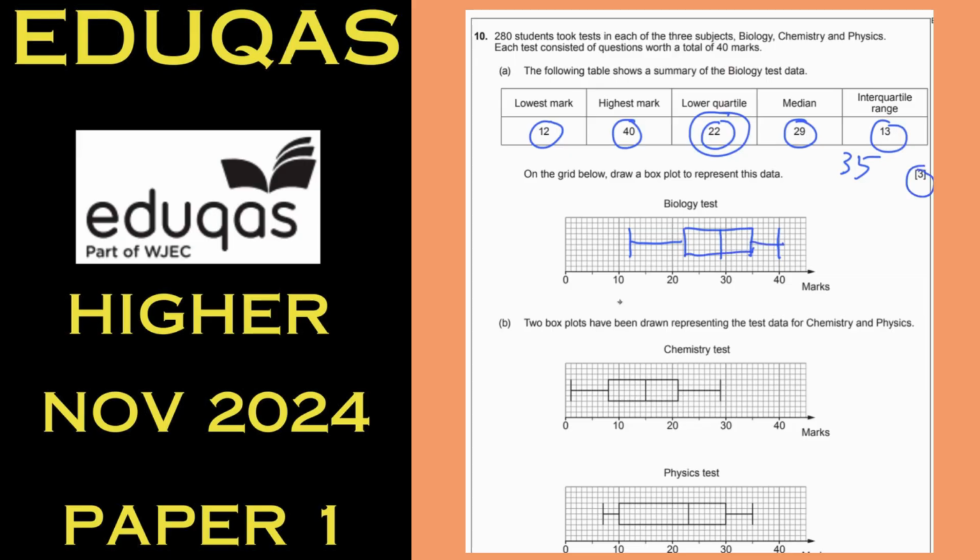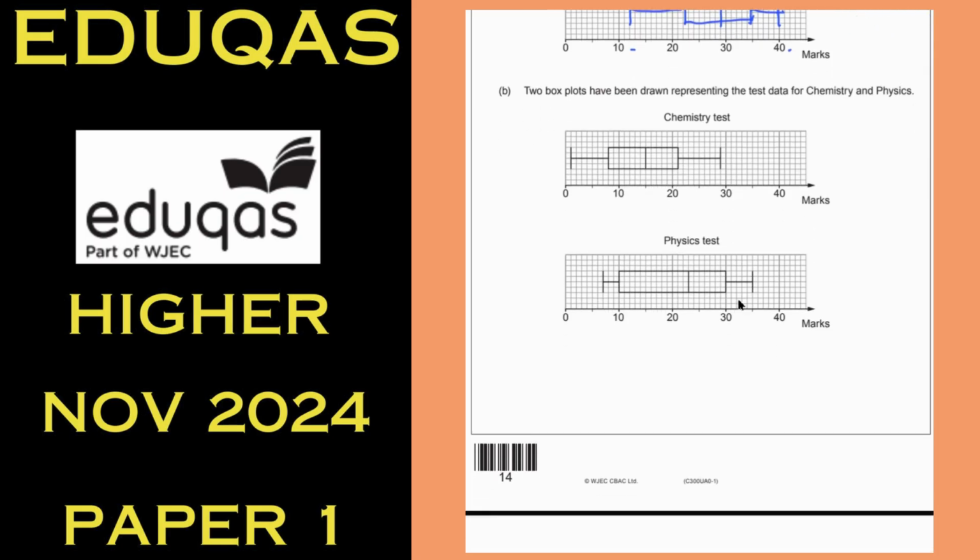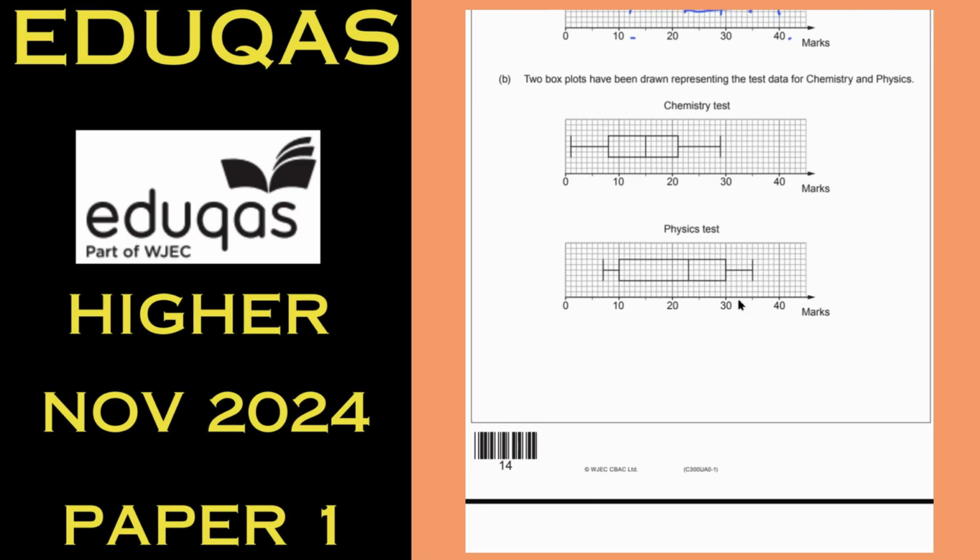3 marks. 1 mark is for working out the 35. 1 mark is for correct whiskers, and 1 mark is for the correct box. Part B, 2 box plots. There we go, chemistry and physics. Now stay on this page while I answer part I and II.